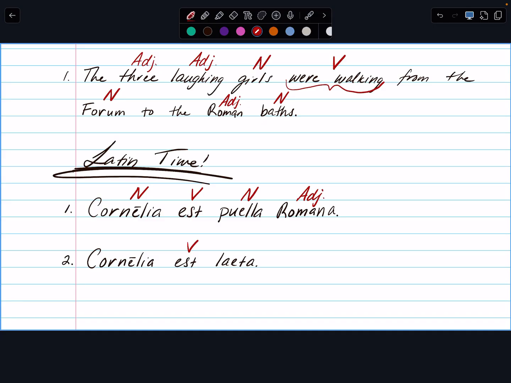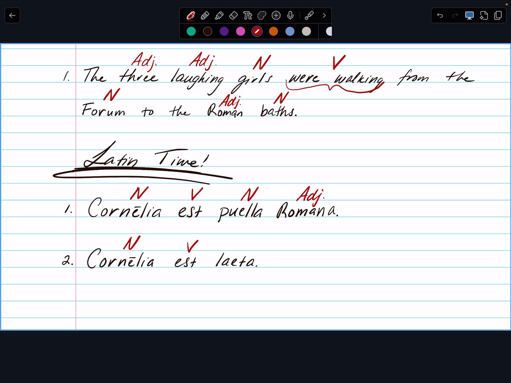All right, where's my noun? Cornelia. Good, because she is a person. All right, now, laeta. You may remember what that word means. Do we remember what it means from the story? Cindy? That's right. It means happy.